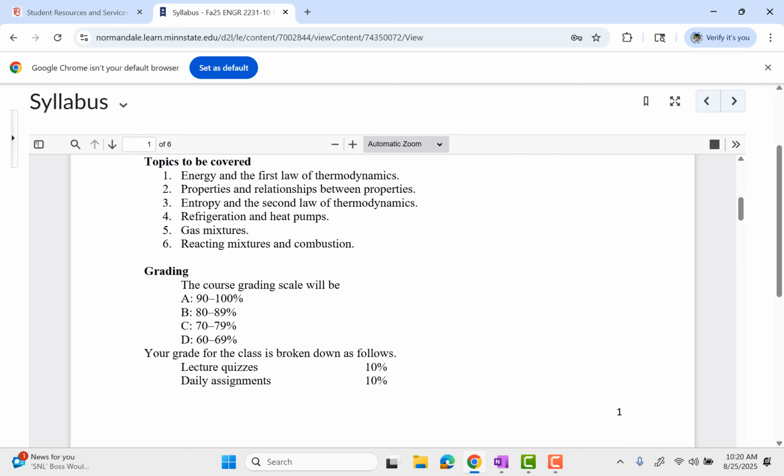Okay, so what this class is about, like I said, is a lot of energy transfer between thermal energy and mechanical energy. So we're going to talk about conservation of energy with thermal energy now included. Then we're going to talk about properties of materials and relationships between properties. And then we'll get into entropy.